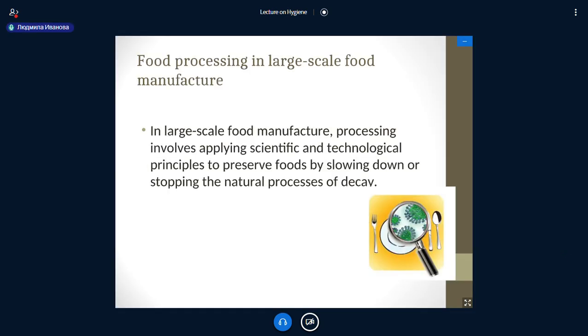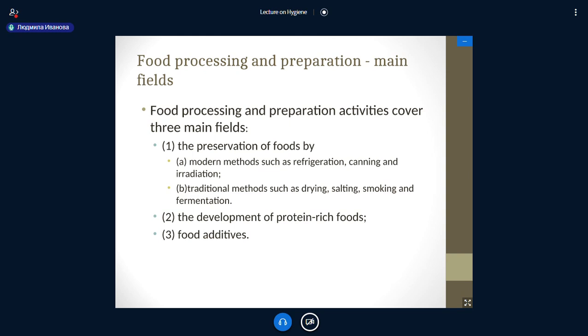In large-scale food manufacture, processing involves applying scientific and technological principles to preserve food by slowing down or stopping the natural process of decay. Processing and preparation activities cover three main fields: preservation of food by modern methods such as refrigeration, canning, and irradiation; traditional methods for preservation, such as drying, salting, smoking, and fermentation; also developing protein-rich foods. This is the so-called modification of food, formulation of food. Now there's an EU initiative about food formulation, and it means the producer makes food with less sugar, less salt, less sodium, and less fat.